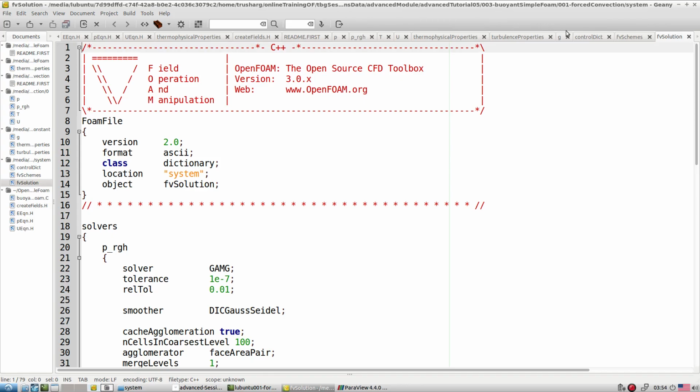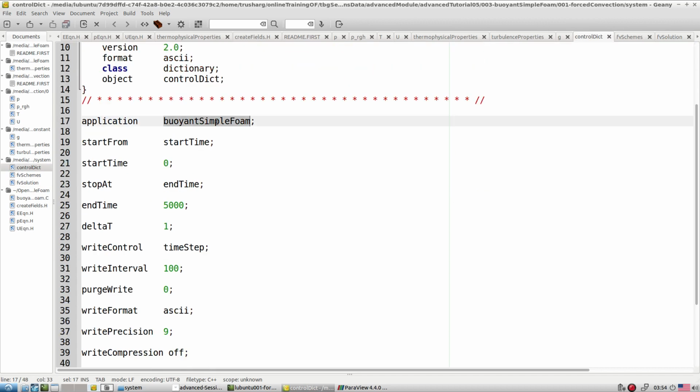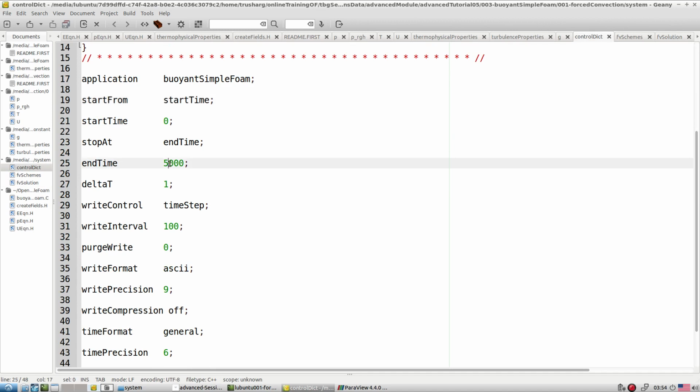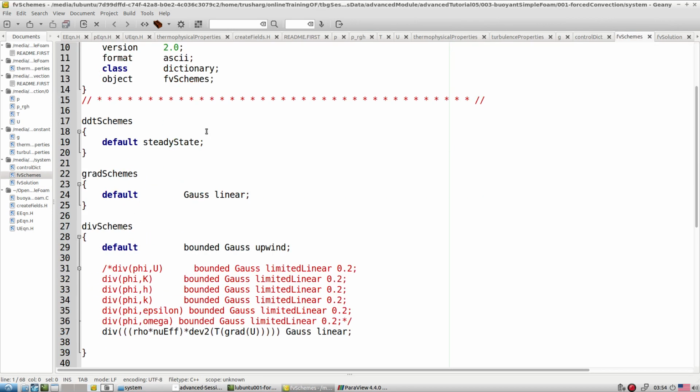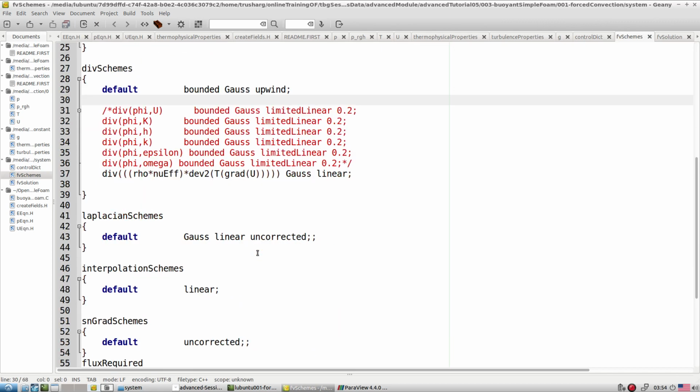So let's constant, so it is a simple base, a steady state class of the calculation, 5000 iterations we're going to simulate. Okay, FV schemes steady state, all our gradient is linear, and the divergence scheme is working with the finding class of the schemes.